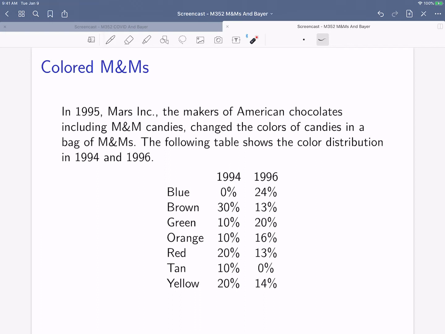So before the change, here's the distribution. Notice there were no blues in 1994. In 1996, notice they add blues and they take the tans away. And you can also see that the proportion of the other colors also changes.